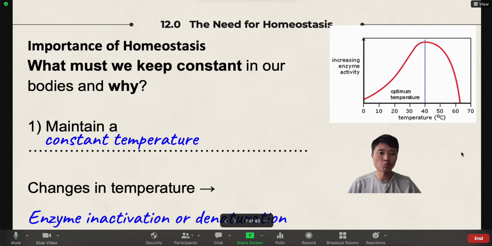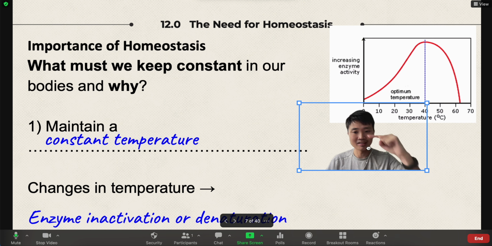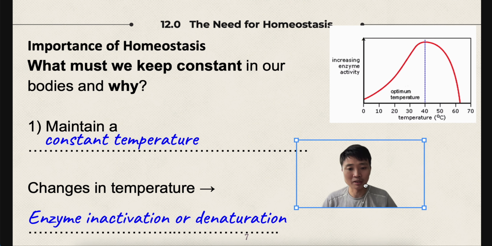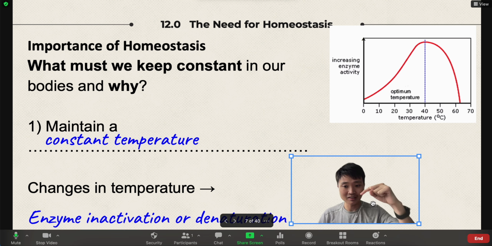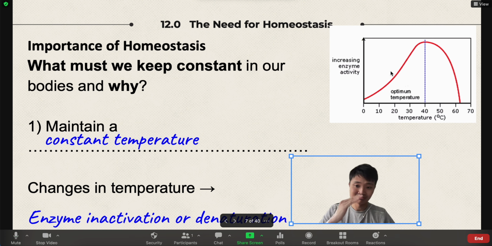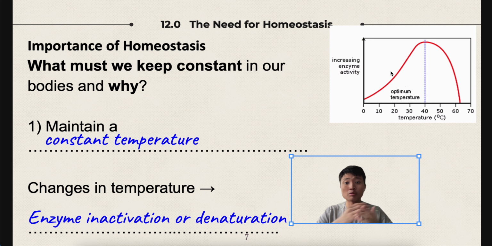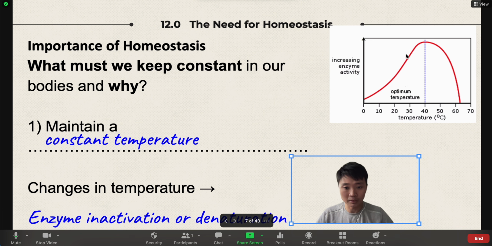Importance of homeostasis. Why must we keep things constant? Number one, maintain a constant temperature, because if there are changes in temperature, there's going to be enzyme inactivation. Inactivation refers to where the temperature is low, and the enzymes are going to be inactive. Or denaturation: if it goes way beyond the optimum temperature, enzymes will start to denature. That's not good because it's going to affect our body processes. So key point, we must maintain our body temperature.